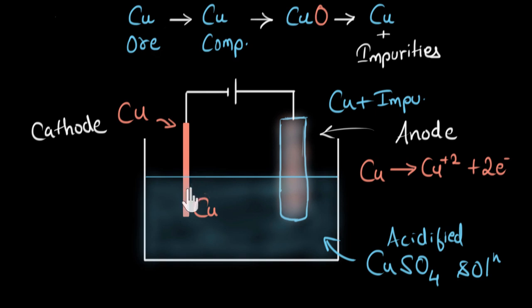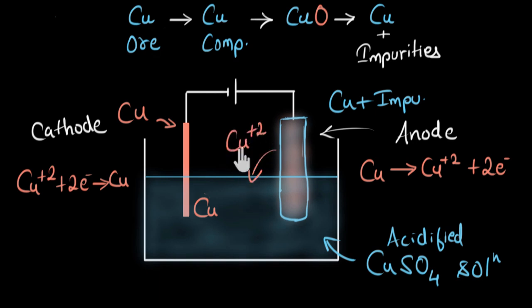So the reaction that happens at cathode is copper plus 2 ions take 2 electrons and then they convert to pure copper atom. And these atoms get deposited over here. So in time, all the copper atoms from the anode will jump into the solution as copper ions. And these ions will get converted to copper atoms and they will stick to this pure cathode. And the impurities that were present over here in the anode will either dissolve in this solution or, if they are insoluble, they will settle down at the bottom of the anode. And this is called anode mud.